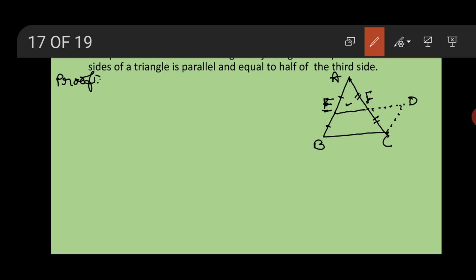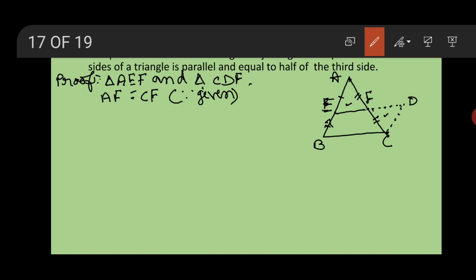Now write the proof. We have to prove these two triangles are congruent. What are those triangles? Triangle AEF and triangle CDF. What is given? AF is equal to CF. Reason: it is given because F is the midpoint of AC. That's why AF is equal to CF.